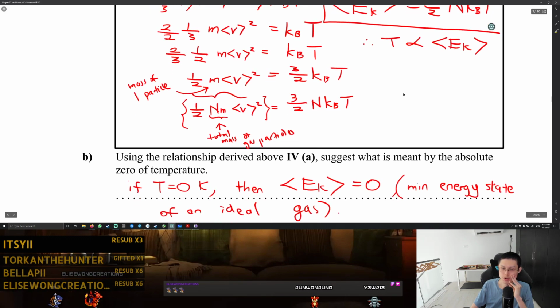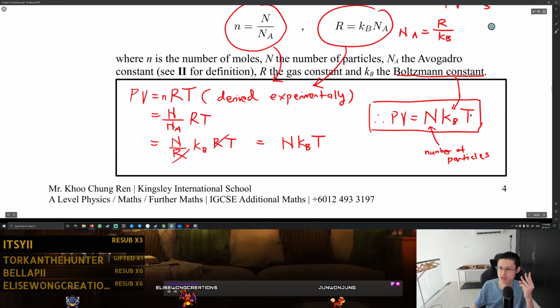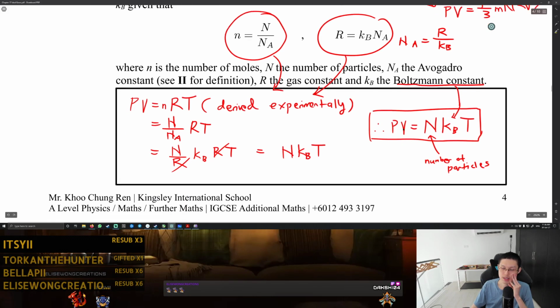Right, so far we have come across 3 equations. The first equation is this one, Ek equals 3 over 2 nkBT. The second equation is this one, PV equals nkBT. And the last equation is PV equals nRT. So far we know 3 equations. And this one is also helpful to know, but not really necessary.